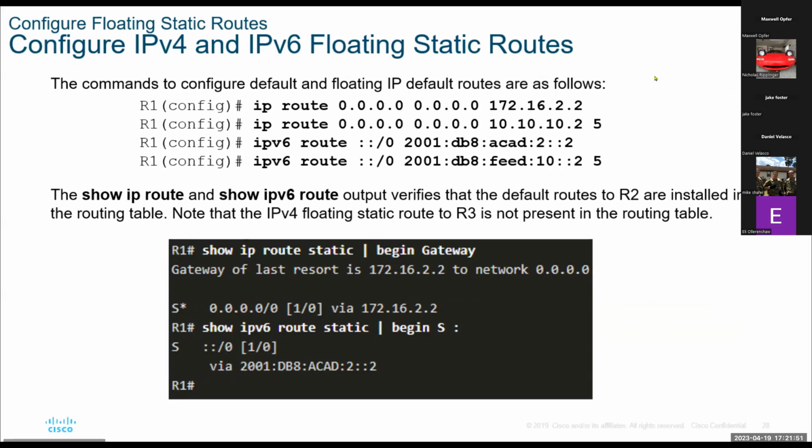So the commands to configure default and floating IP default routes: IP route quad 0, then your IPs, and then there's the IPv6 version underneath it. And then the show IP route and show IPv6 route output verifies default routes to R2 are installed in the routing table. And then note the IPv4 floating static route to R3 is not present in the routing table.